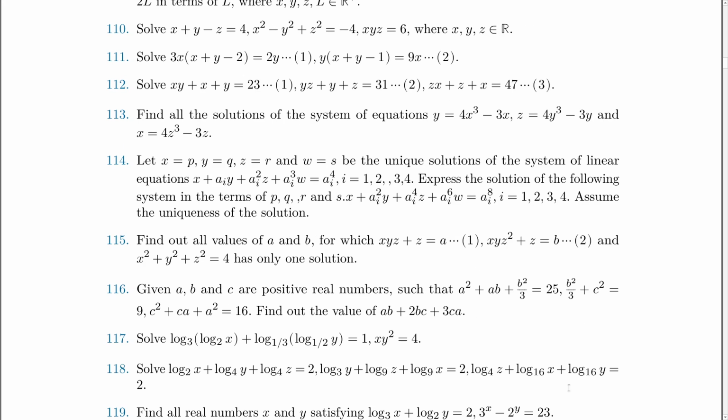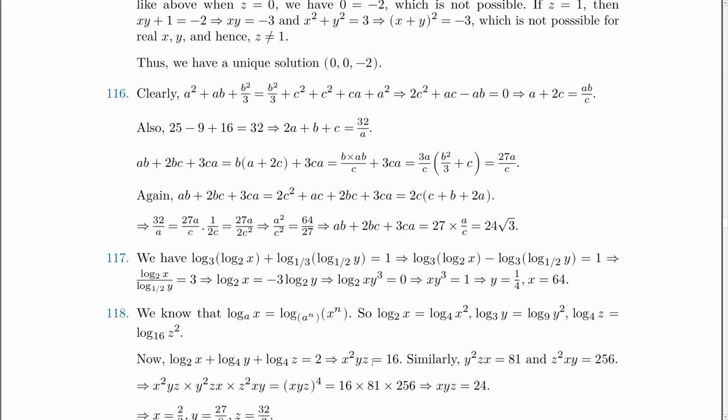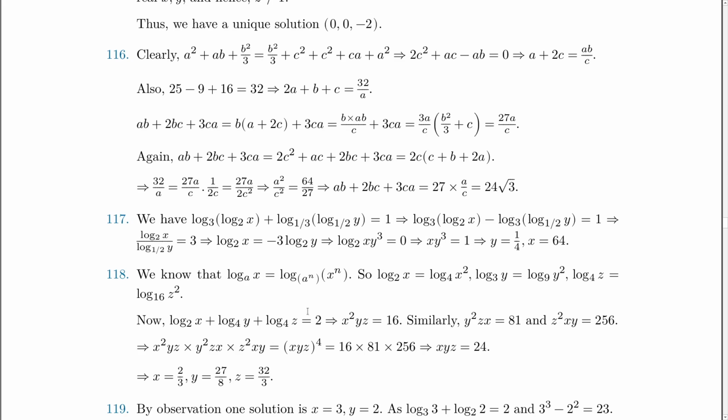Easy problem. Question 118 says solve: log 2x, log 4y, log 4z is equal to 2. Log 3y plus log 9z plus log 9x is equal to 2. Log 4z plus log 15z plus log 16y is equal to 2. So again, it is a very simple standard solution.